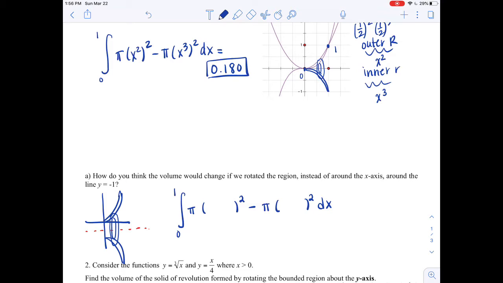You can hopefully see from where the original radius had looked that this radius is bigger. The question is how much bigger, and that really has to do with whatever line you're rotating around. The line y equals -1 means that you're adding one whole extra unit to each radius. So it's the original function value plus one extra unit. That's how we're going to find that our outer radius, which was x squared, and our inner radius, which was x cubed, are each going to be increased by 1 because you're revolving around the line y equals -1.